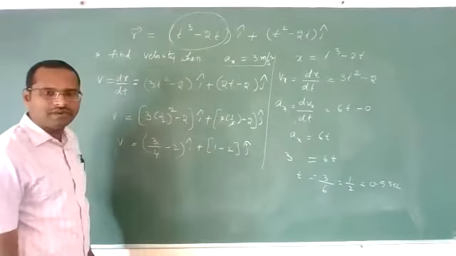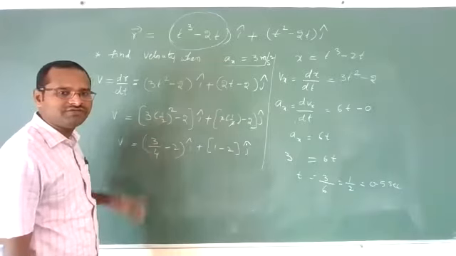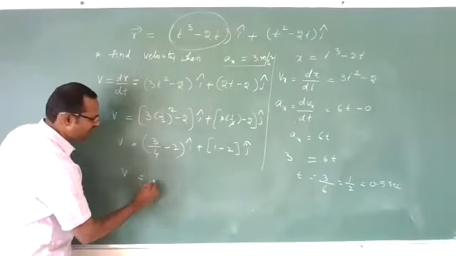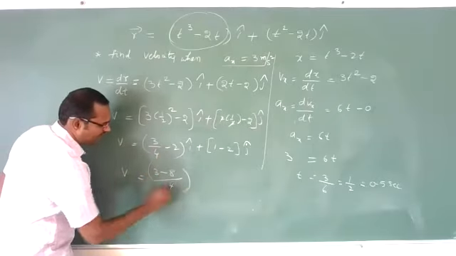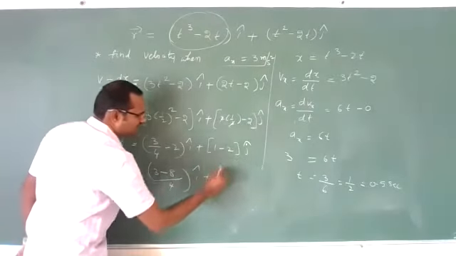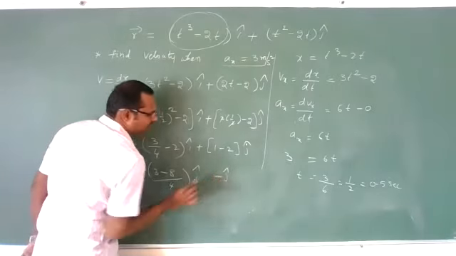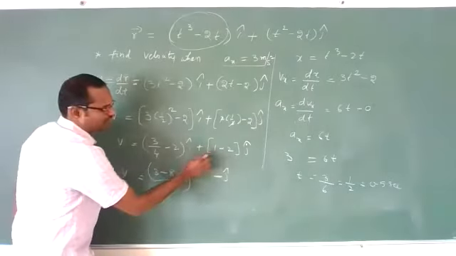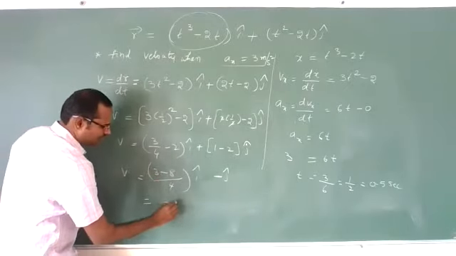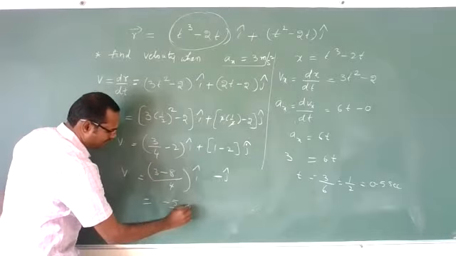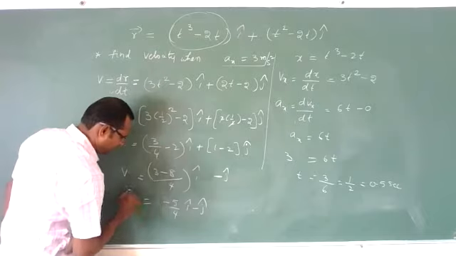Are you understanding what I am doing? 1 by 2 squared is 1 by 4. 3 into 1 by 4 is 3 by 4. So its velocity will be, LCM is 4, here 3, here 8, i cap, and 1 minus 2 means directly minus j cap. So it comes out to be minus 5 by 4 i cap minus j cap. So this is the velocity.